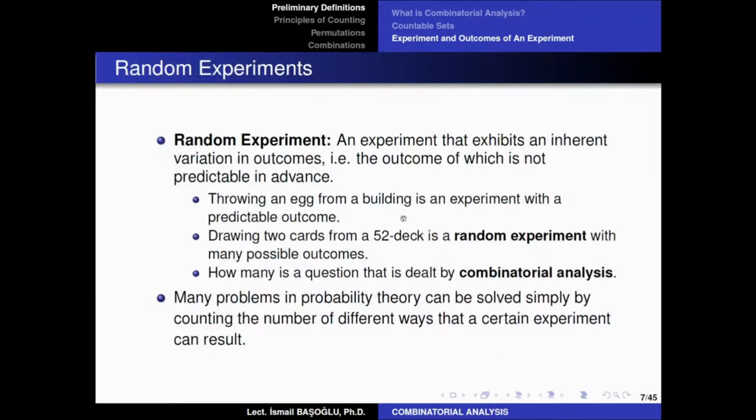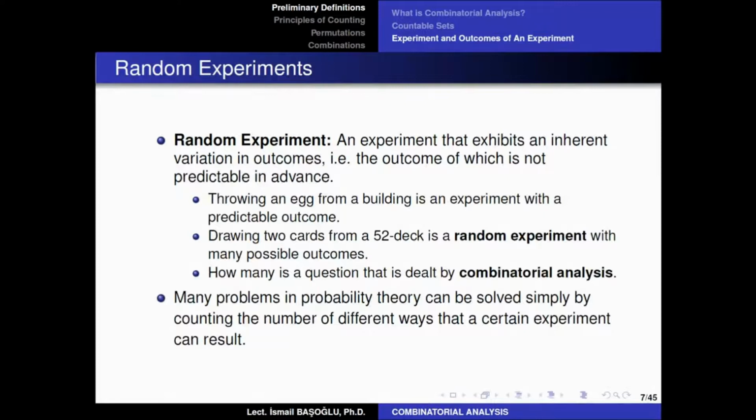Now, there are different types of experiments, and we are going to be mostly interested in random experiments. A random experiment is an experiment that exhibits an inherent variation in outcomes. Or in other words, the outcome of which is not predictable in advance.